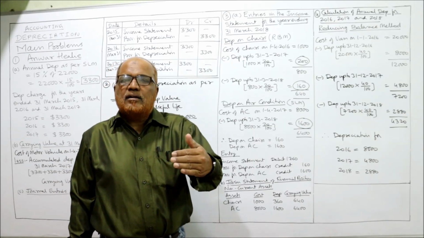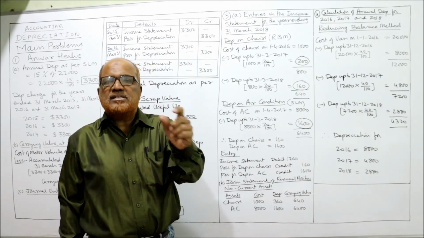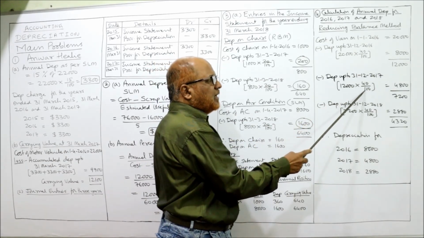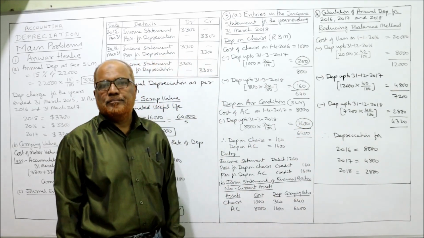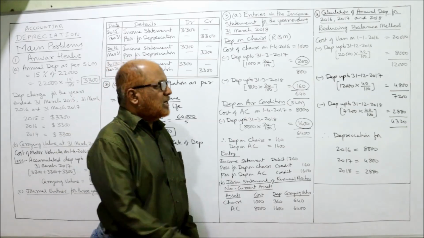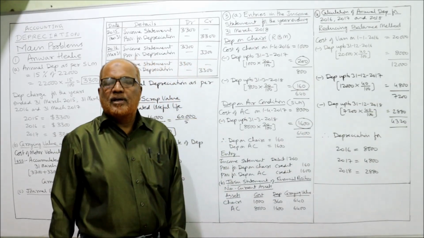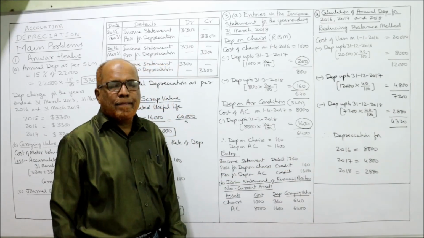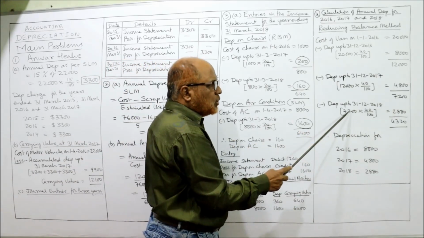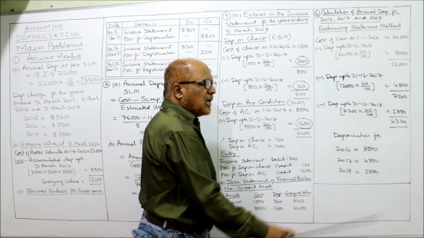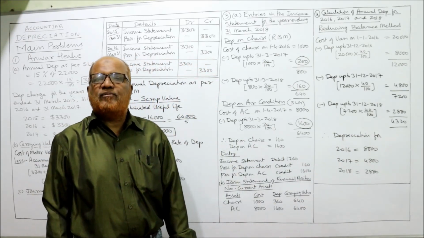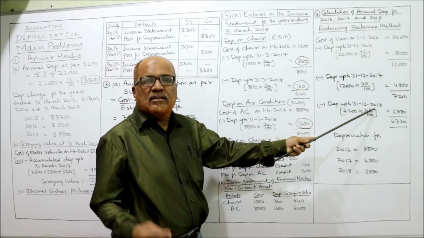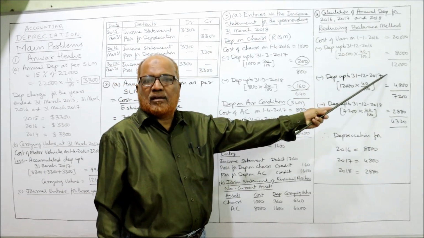Now second year, 2017, 31st December 2017, 12,000 into 40 by 100, 4,800. Deduct 4,800, 7,200. Now third year, 31st December 2018. So 7,200 into 40 by 100, 2,880 is the depreciation for the third year. So 16, 17, 18. 3 years depreciation we have calculated.